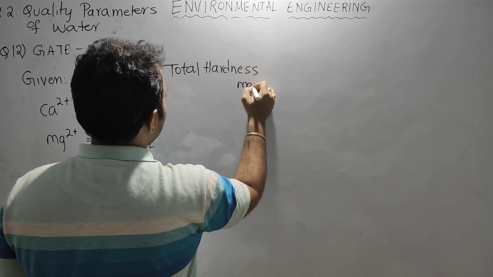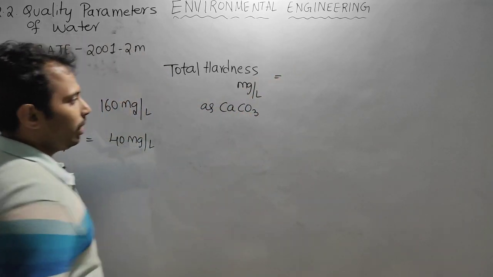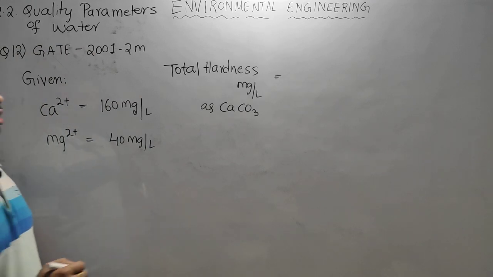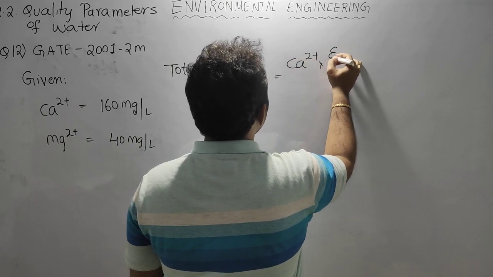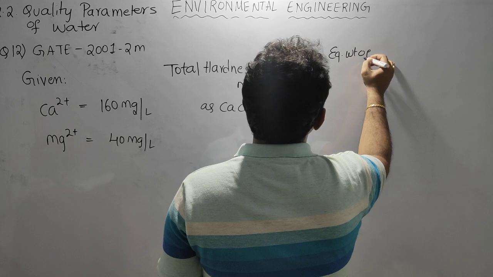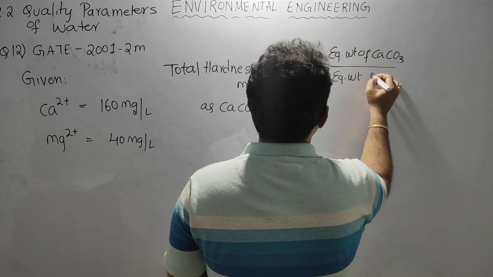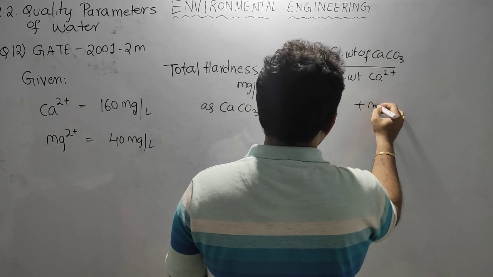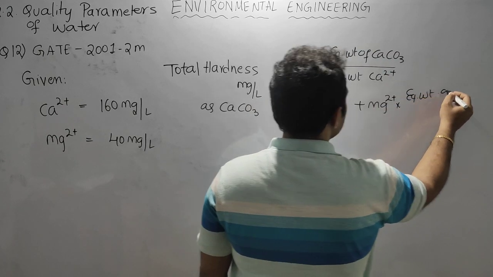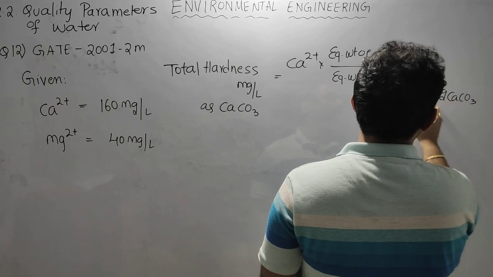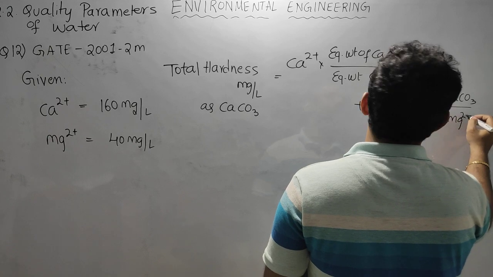formula in mg per liter as CaCO3. Total hardness in mg per liter as CaCO3 is equal to Ca2+ multiplied by equivalent weight of CaCO3 by equivalent weight of Ca2+, plus Mg2+ multiplied with equivalent weight of CaCO3 by equivalent weight of Mg2+. So this is the formula.